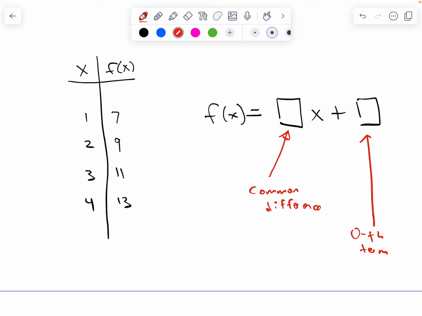Now, another way of thinking about both of these is if you're thinking of graphing, this would be your slope and this would be your y-intercept. Sometimes we call this y equals mx plus b form, so you may have seen it that way.